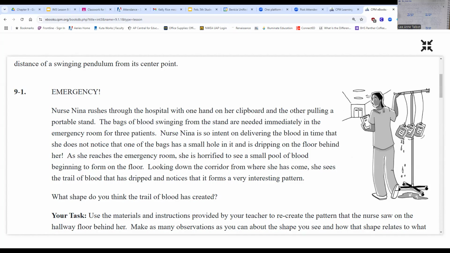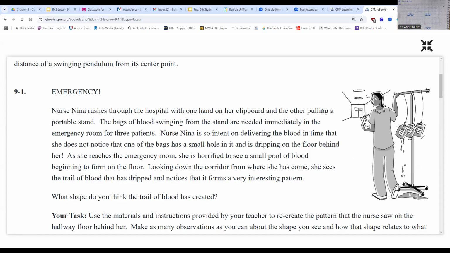My goodness, this is a gruesome math problem. As she reaches the emergency room, she is horrified to see a small pool of blood beginning to form on the floor. Looking down the corridor from where she's come, she sees the trail of blood she dripped and notices it forms a very distinct pattern. What shape do you think the trail of blood has created?